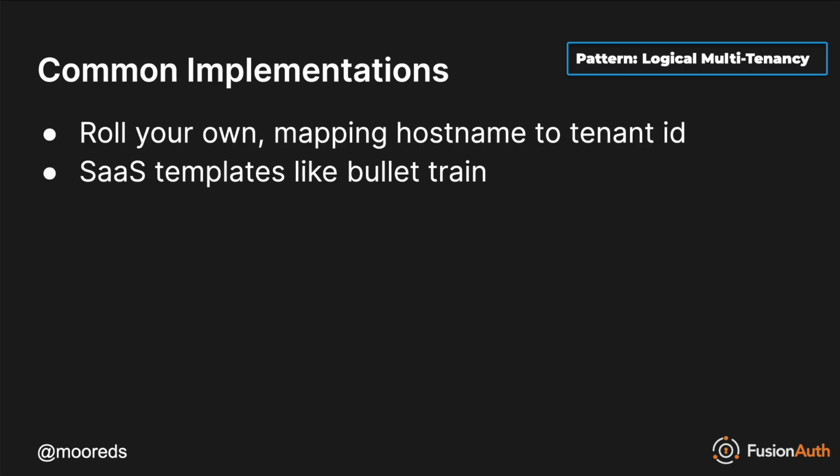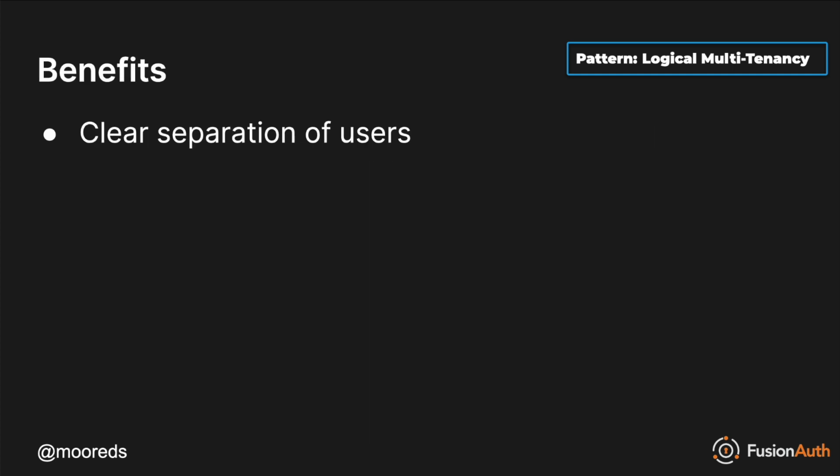There really aren't a lot of common implementations of this. A lot of times it's just kind of roll your own. If you do use a SaaS template like Bullet Train, which is a Rails SaaS template, but there are others out there, they may have something like this that takes care of this mapping. If you use this pattern, you have clear separation of your users, right? Because they are each in their own separate user pool.